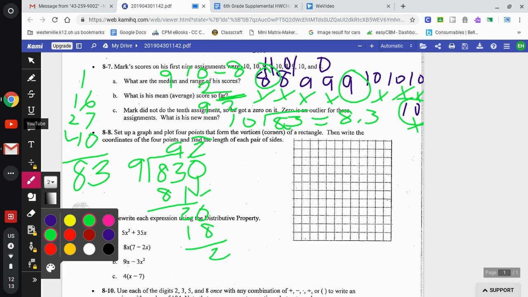8-8. Set up a graph and plot 4 points from the vertices, or corners, of a rectangle. Then write the coordinates of the 4 points and find the lengths of each side. So basically, you could have plenty of answers on here.